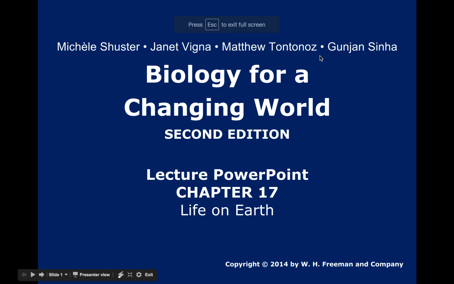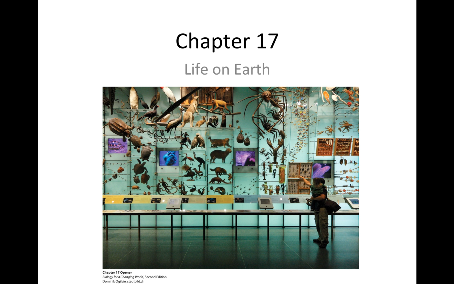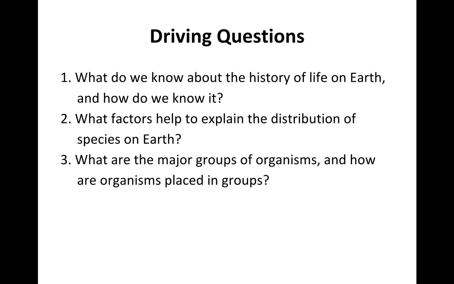Today we're going to be discussing Chapter 17, which is Life on Earth. So what do we know about the history of life on Earth, and how do we know it? What factors help to explain the distribution of species on Earth, what are the major groups of organisms, and how are organisms placed in groups?